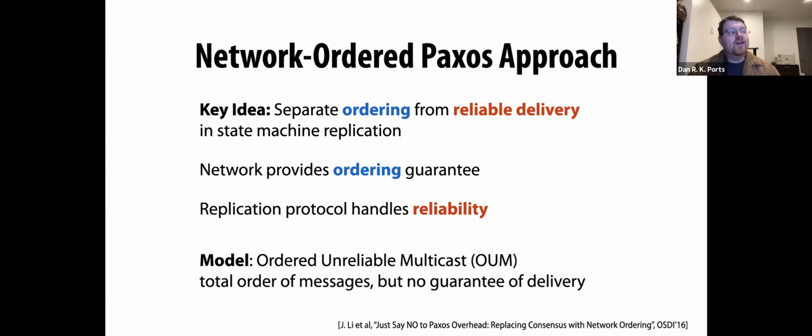More precisely, the model that we're trying to provide here is something we developed called ordered unreliable multicast, where the network guarantees a total order of messages. So if I receive message A followed by message B, nobody's ever going to see them in the other order. But it doesn't guarantee that everyone else will receive every message, because there could be failures in the system.